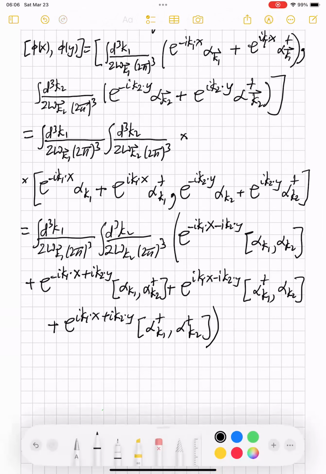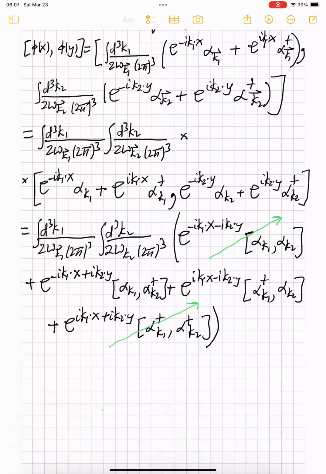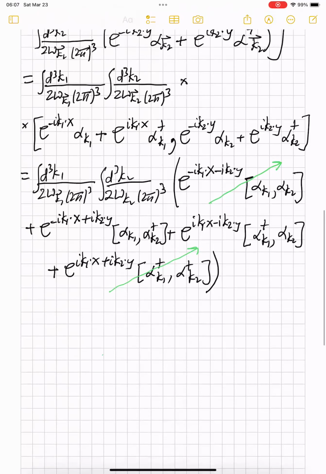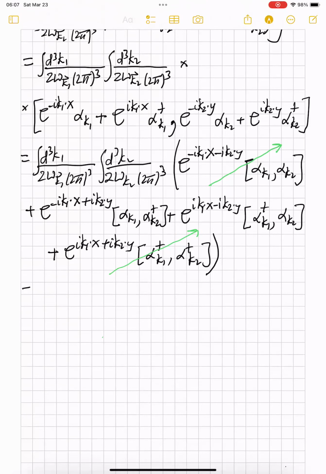Now, remember that alpha commutes with alpha, so that term vanishes, and alpha dagger commutes with alpha dagger, so the last term vanishes. So we've actually only got two terms left. The commutator of alpha with alpha dagger is 2 pi cubed, 2 omega k times the delta function, and the commutator of alpha dagger with alpha is minus 2 pi cubed, 2 omega k times the delta function. I'm just using the commutators that we had above, in axiom 5.